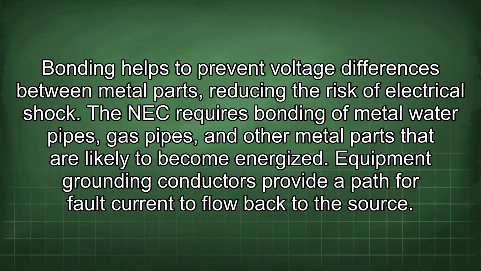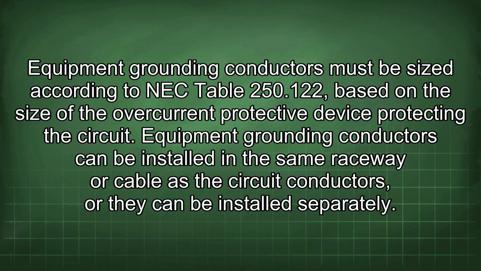Equipment grounding conductors provide a path for fault current to flow back to the source. Equipment grounding conductors must be sized according to NEC Table 250.122 based on the size of the overcurrent protective device protecting the circuit. Equipment grounding conductors can be installed in the same raceway or cable as the circuit conductors, or they can be installed separately.